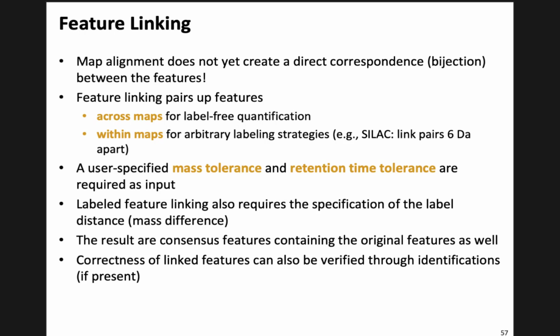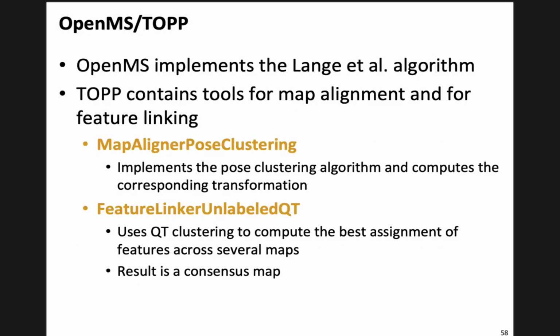And once you run that, you will get these consensus features. And in top view in the viewer, you will be able to see them as stars when you overlay multiple maps. It's going to show you the center of this map and all the other features from the other maps that are slightly misaligned to that. So in OpenMS, we have a bunch of tools that you can try to do that. The simple map aligner post clustering is what you can use for linear alignment, and then the feature linker unlabeled QT, don't ask about the QT, does a clustering and links these features and gives you back a consensus map.